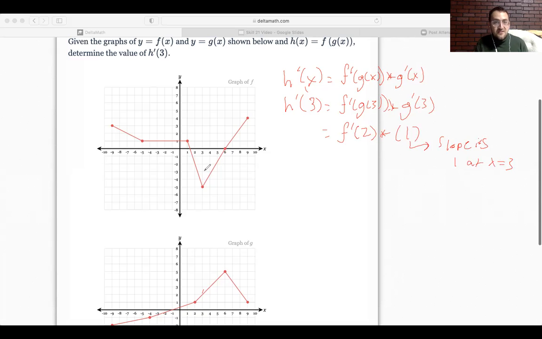And then I go to my graph of f. So f prime at 2 is down 2 over 1, so the slope is negative 2. So it's going to be negative 2 times 1 for a grand total of negative 2. So that is how we do the derivative properties with graphs.